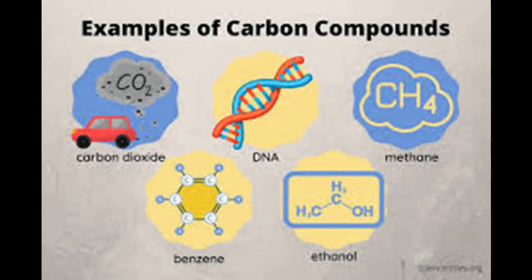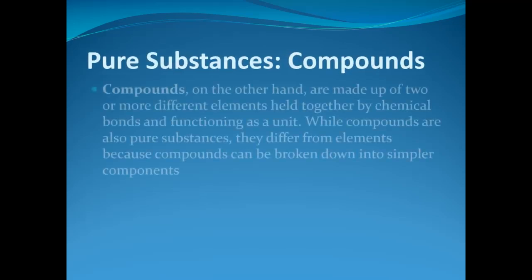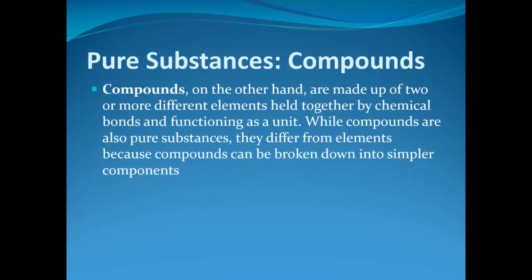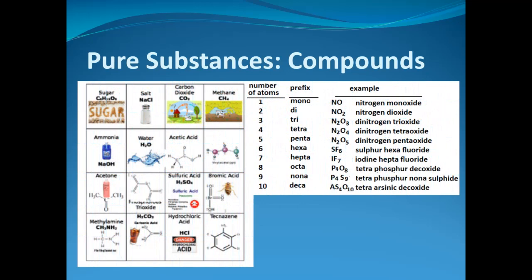So at a macroscopic level, you saw that a compound can be broken down into simpler substances. So let's look at the definition of a compound in terms of particles. A compound is made up of two or more different elements that are held together by chemical bonds, and they function as a unit. A compound is a pure substance, just like an element, and it can be broken down into simpler substances. So there I've given you some examples: salt, sugar, carbon dioxide, methane, bromic acid, hydrochloric acid.